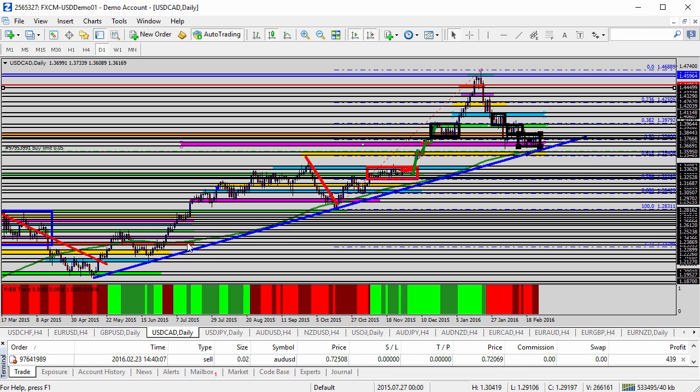Also, kind of hard to see. I know there's a lot of lines on the chart, but there's a 100 period moving average. Probably most importantly, that's paralleling right along that blue trend line. So, 100 period simple moving average.